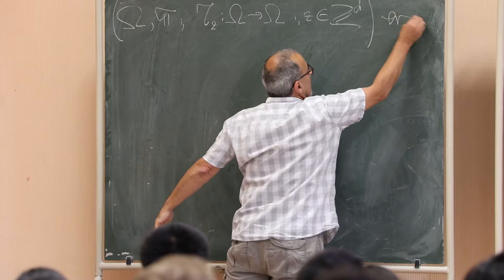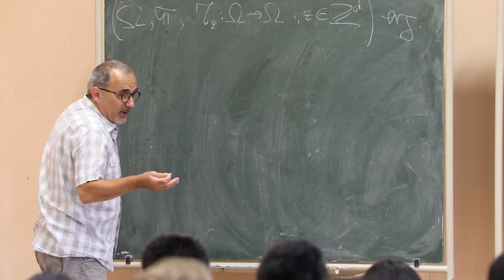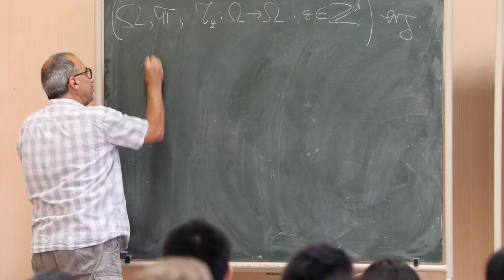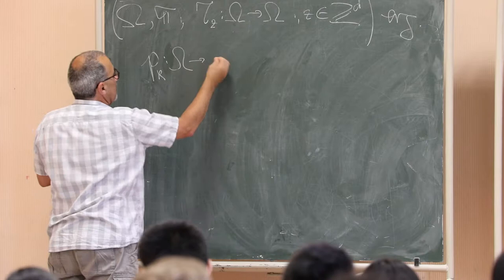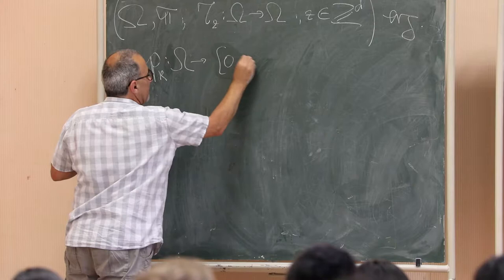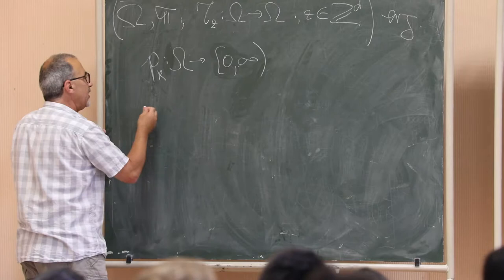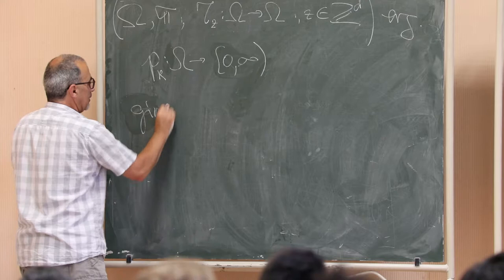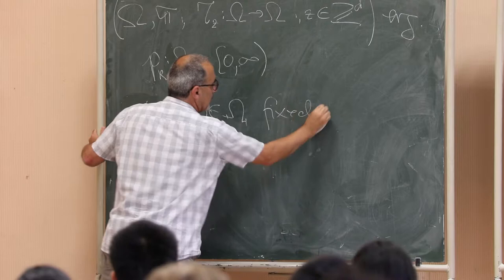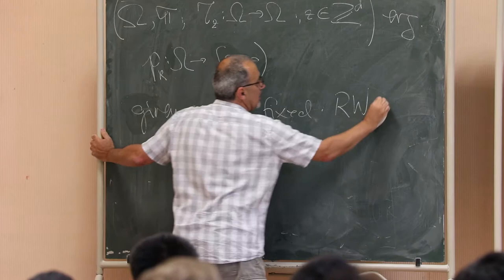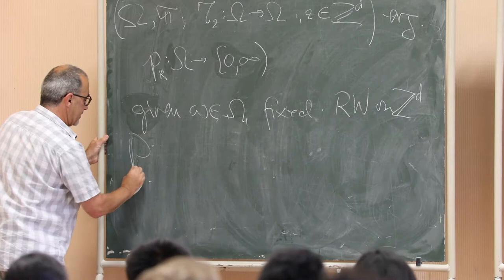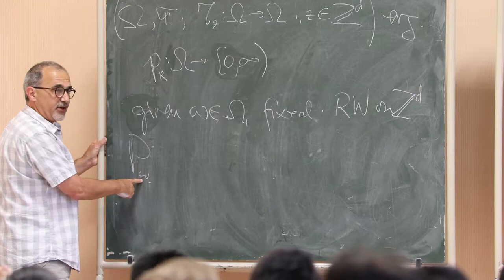I have jump rates for my random walk, which I denote by p_k, including zero, from zero to infinity, p_k of omega. And a random walk in random environment is given, omega fixed. I define a random walk on Z^d with these jump rates, a continuous time random walk. Omega is fixed for given omega.